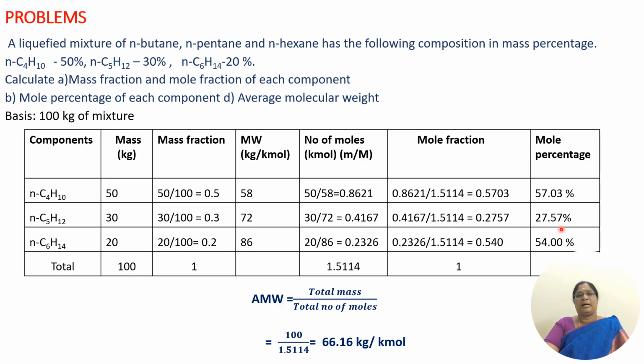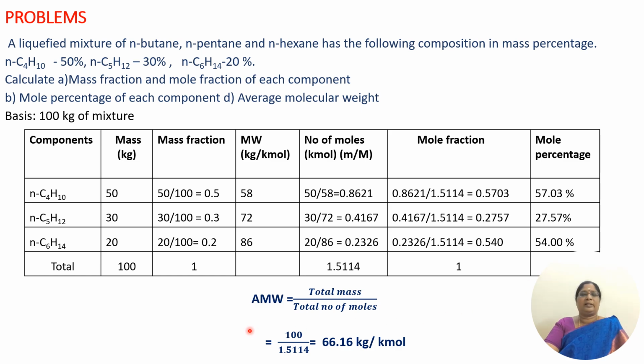27.57%. For the last one, pentane, 0.2326 divided by total moles, 1.5114, is 0.1540, multiplied by 100 gives the mole percentage as 15.40. Now when we total all of these, it will be equal to 100%.